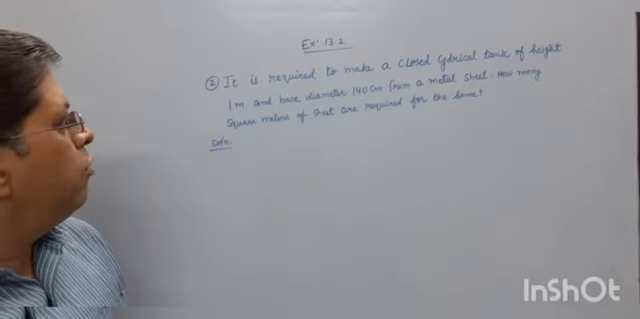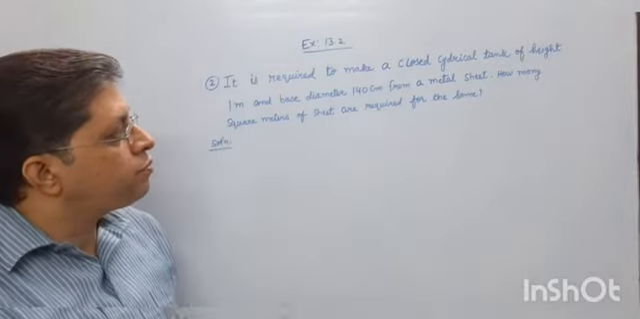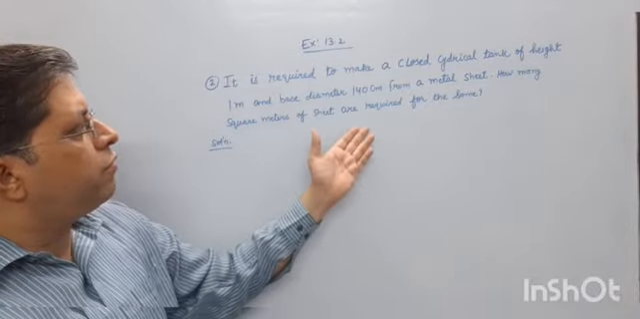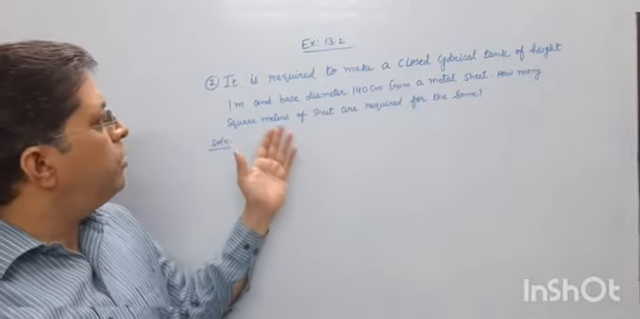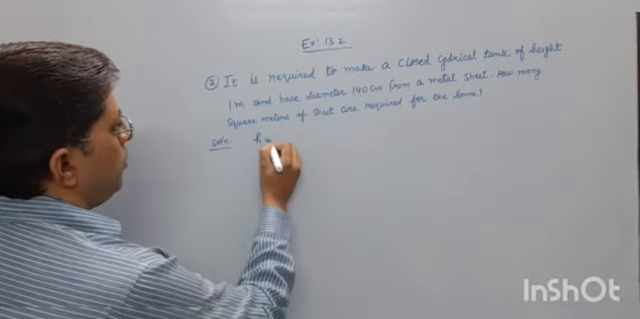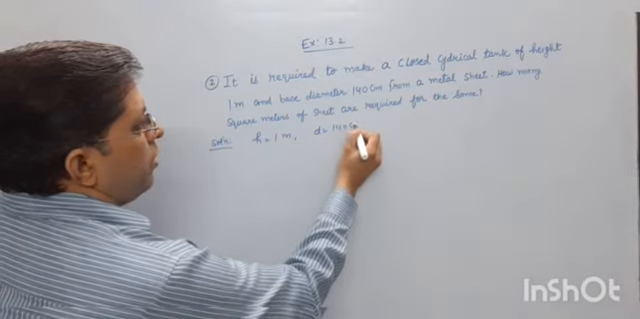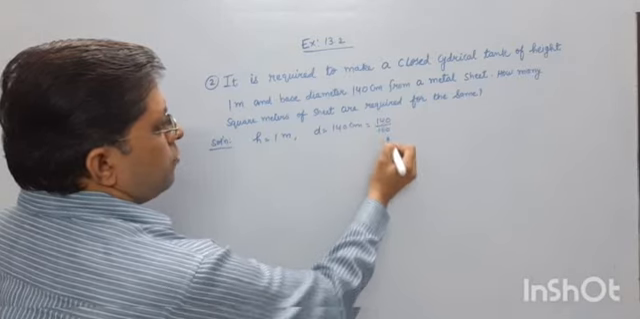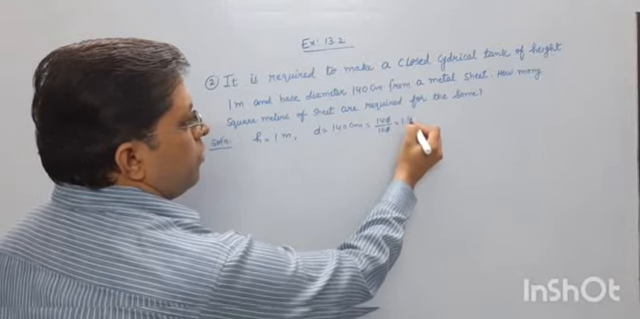Closed cylindrical tank of height 1 meter and base diameter 140 centimeter is made from a metal sheet. How many square meters of sheet are required to make the same? So what to do? What is given to you? Height is given to you 1 meter. Diameter D is given to you 140 centimeter. Can we convert it in meter? Okay, divide by 100. This will be 1.4 meter.